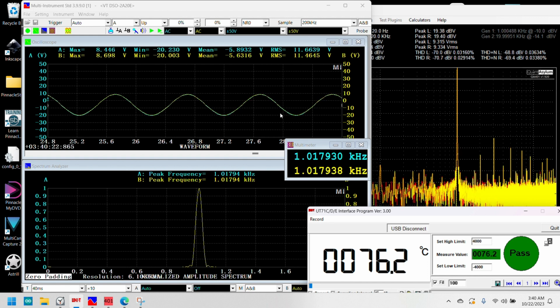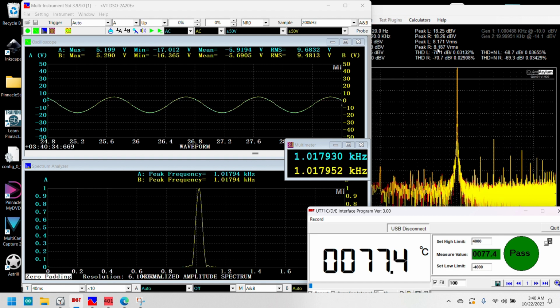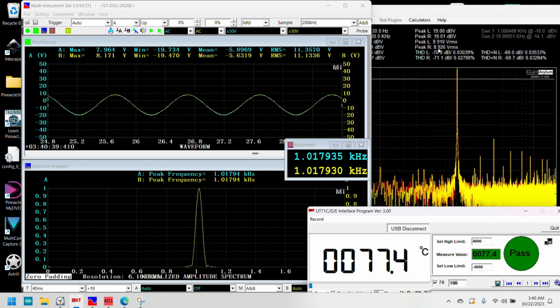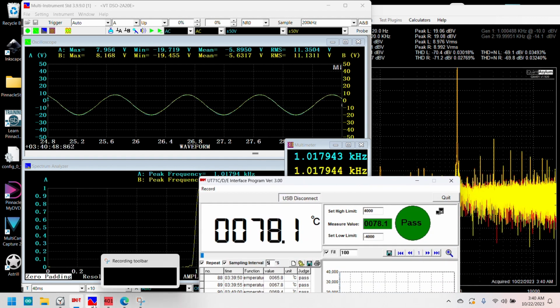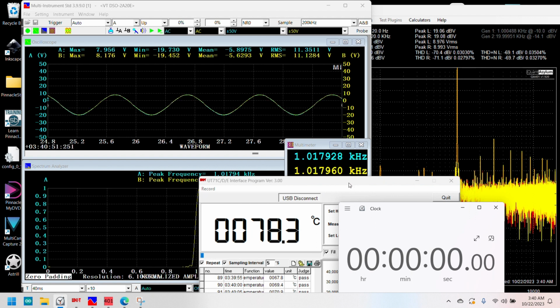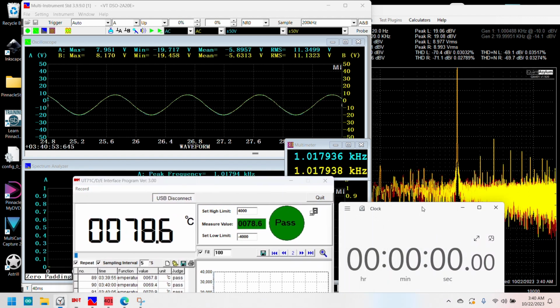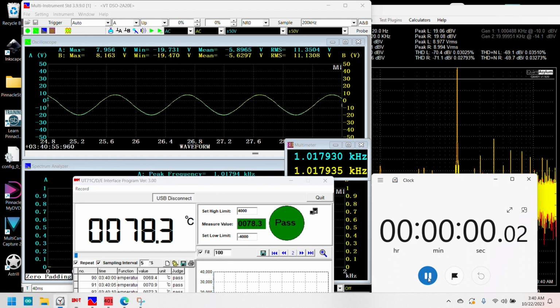So what is 20 watt of power? 20 watt multiplied by 4, and the square root of 80 is just about 8 volt RMS. All right, so I'm going to put this into 8 volt RMS right now. That's my soak test. This is what I like, so I can start the timer right now for the soak test. There you go, and start it.